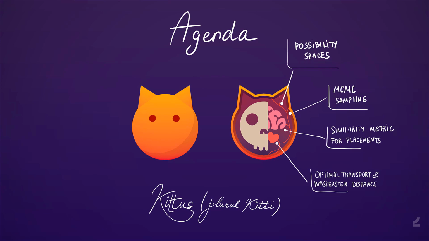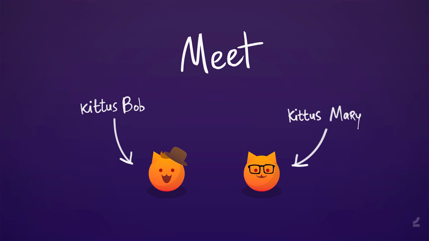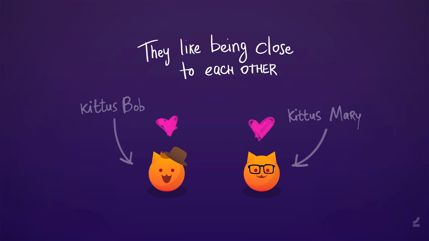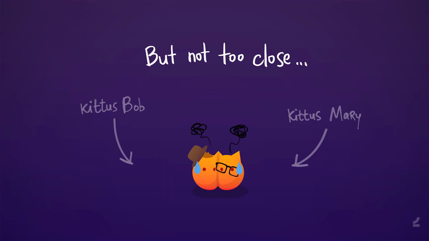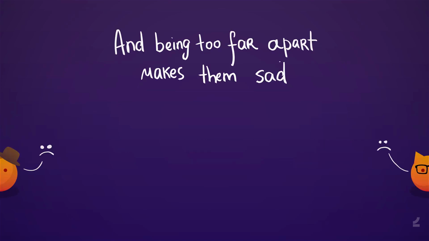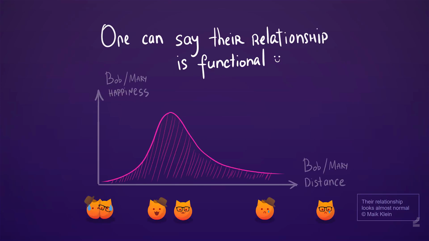So let's start our deep dive by introducing you to Kitty Bob and Kitty Mary, whose placements we will use as an example. Bob and Mary like being close to each other, but not too close. They do like their personal space. And being too far apart is also not great and makes them sad. One can say they have a very functional relationship, meaning we can express Mary's and Bob's happiness as a function of their proximity to one another.